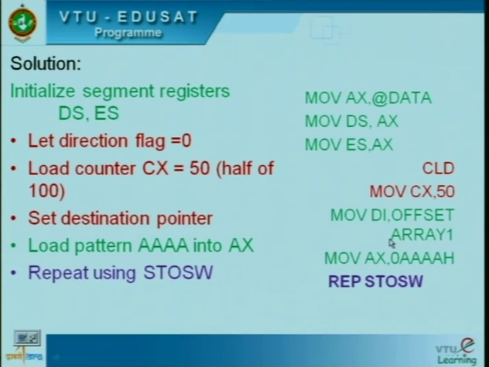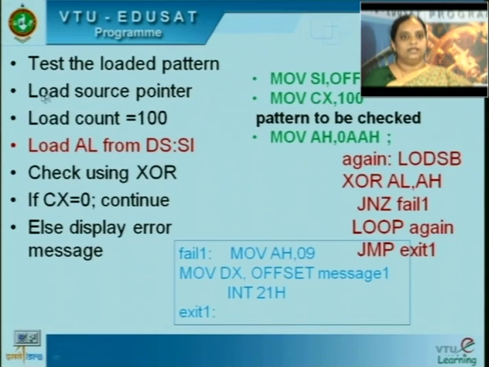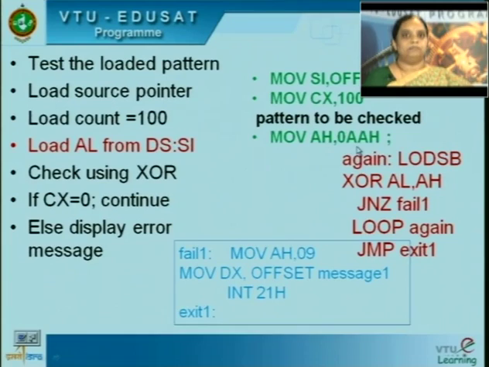The next part is to check whether it has been correctly copied. To check this, we have to test the loaded pattern. For that, once again load the source pointer and then load the count. So now SI should point to the same array 1 starting address. Now once again CX is 100, and we have to move AH with the pattern to be checked. The pattern to be checked here is AA.